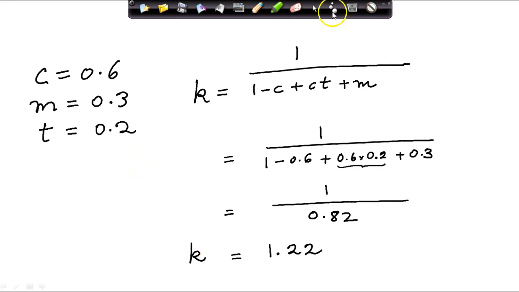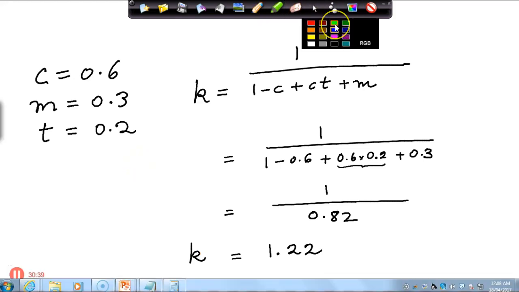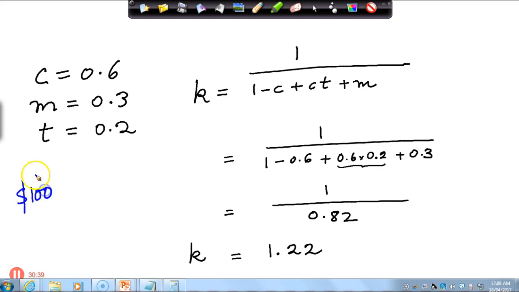So if, for example, we had an increase in autonomous expenditure of 100, we would multiply that by the multiplier, which we've worked out is 1.22, and we know that the result is going to be an increase in overall income of 122. Voila!